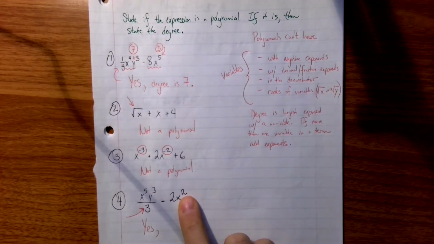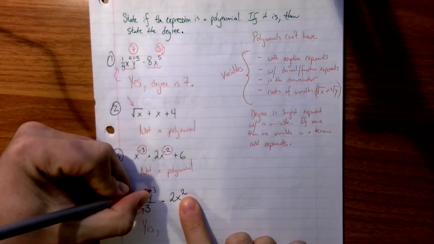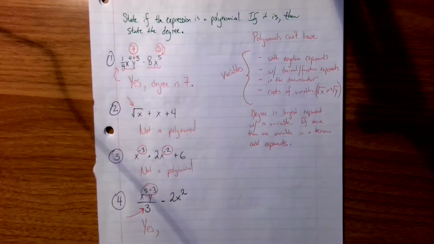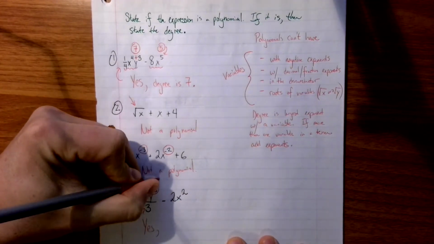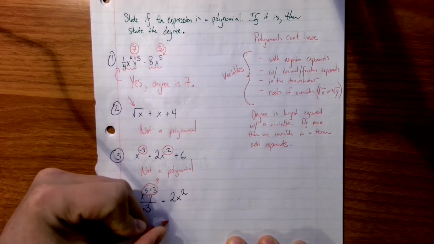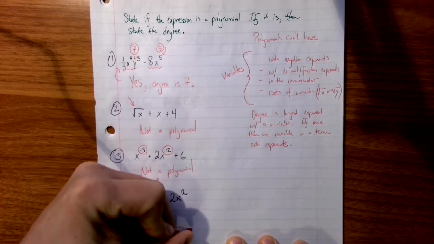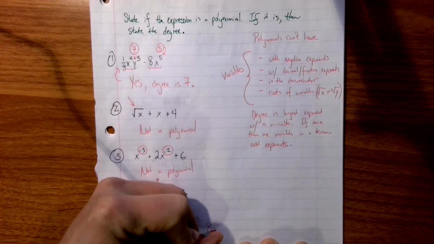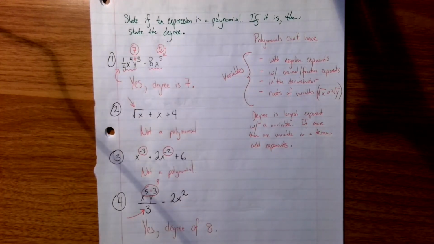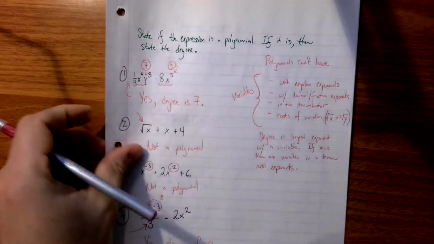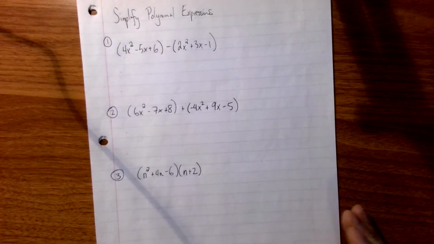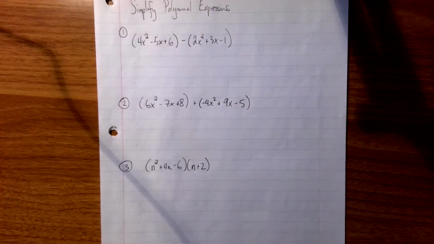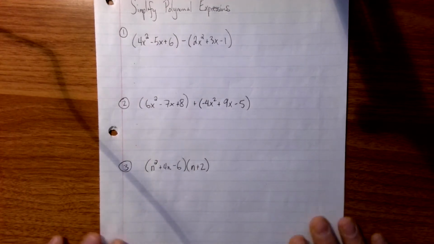And we have a term that is of degree 2. And we have a term that is of degree 8, which gives this polynomial a degree of 8. Moving on, we are just going to perform a little bit of basic addition and multiplication with polynomials.